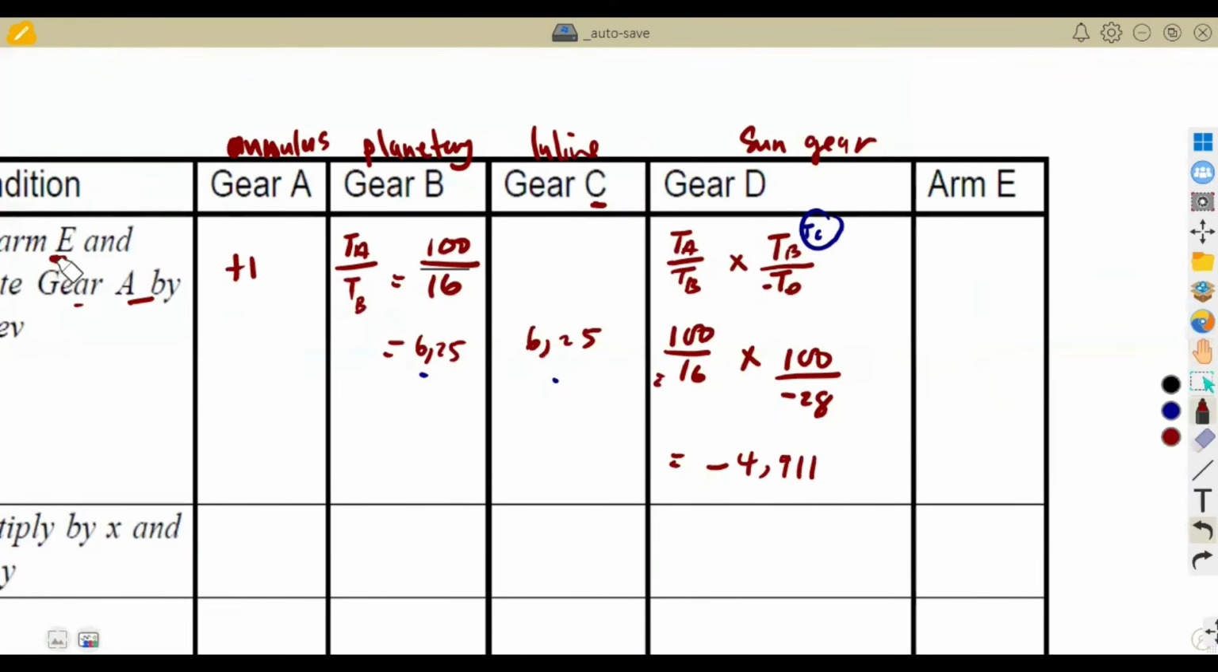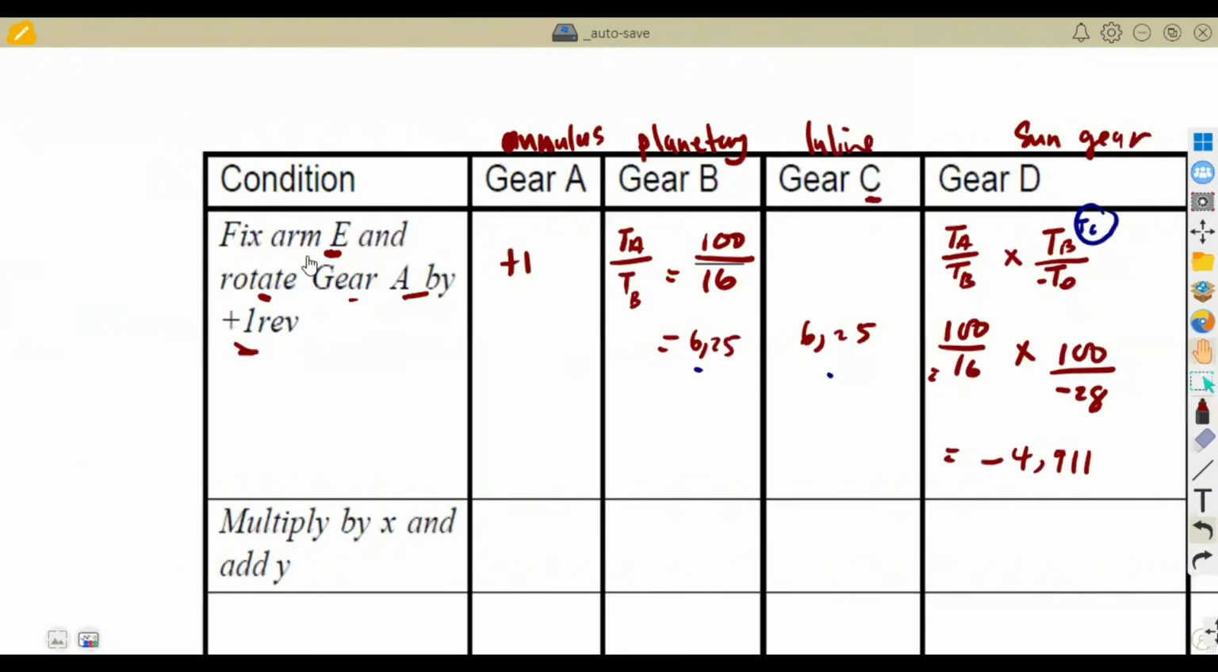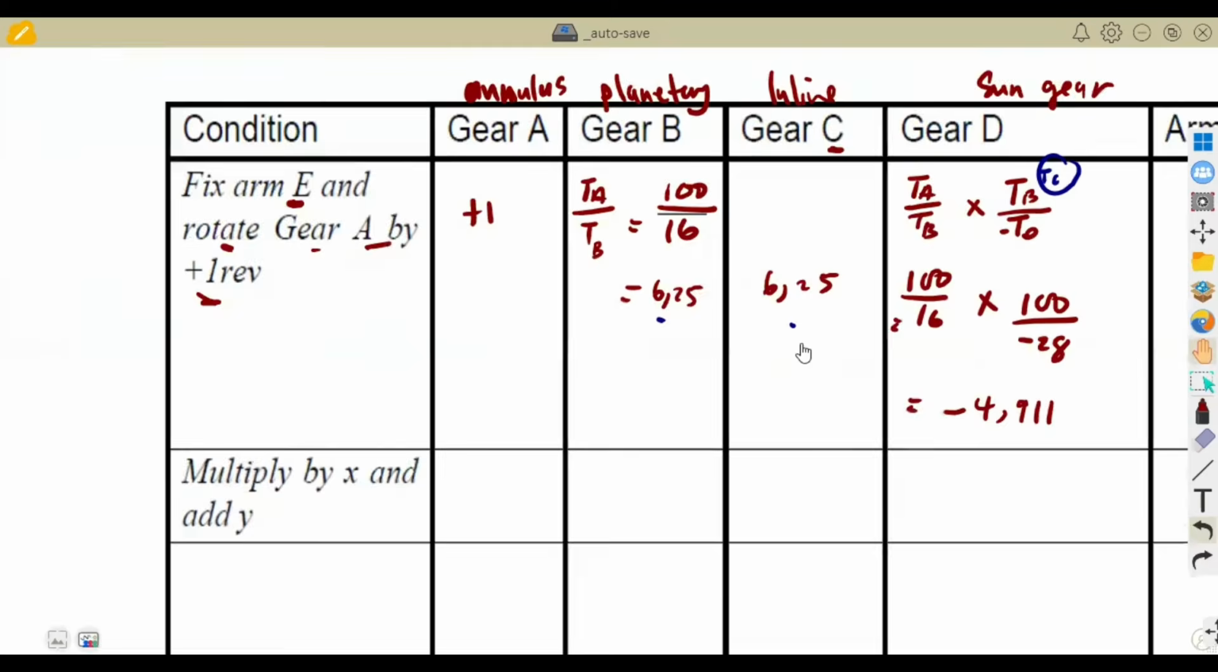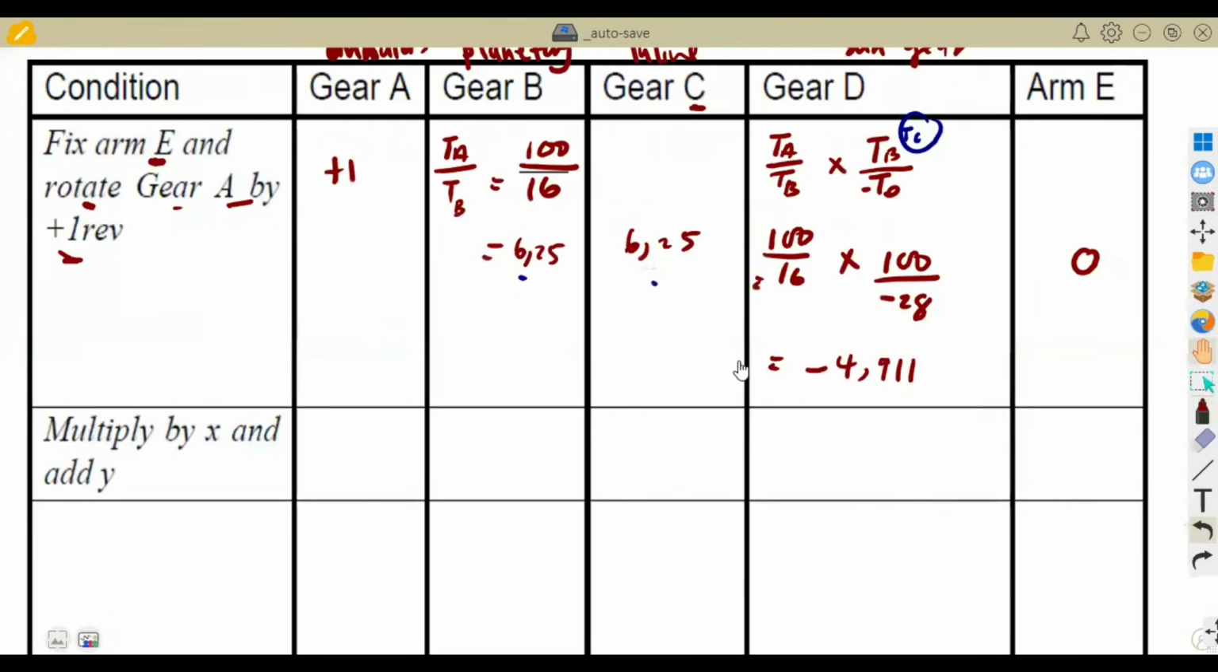Remember, the arm is fixed. We fixed the arm, so there's no movement. There's just a 0 there. The arm is fixed. It's stationary. There's no movement. All right, so once you fill in the first part, the rest is just follow suit again.